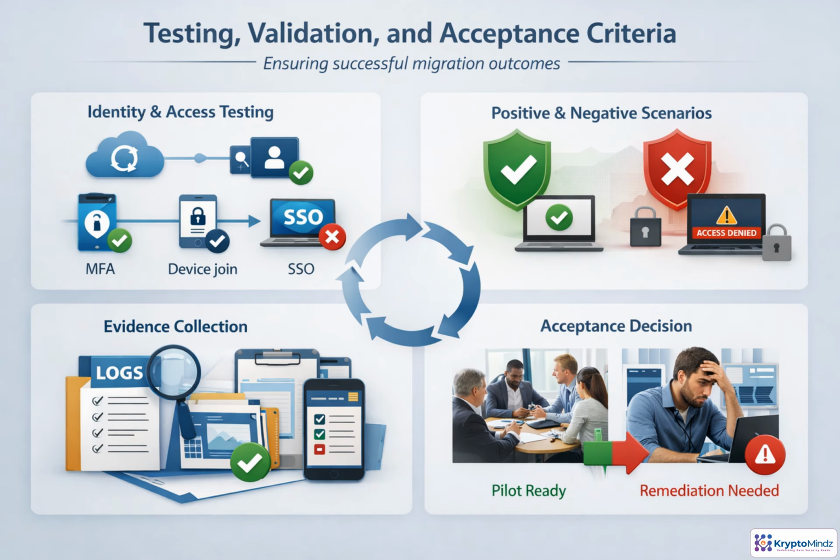A migration design is only credible when it proves expected behavior. Test the core identity paths: synchronization, sign-in, MFA prompts, conditional access, device join, SSO, and denial scenarios. Include both success and failure cases, because blocking the wrong user matters just as much as allowing the right one. Capture evidence from sign-in logs, audit logs, policy results, screenshots, device state, and user feedback. Then use clear acceptance criteria to decide whether the design is pilot-ready or needs remediation before expanding further.